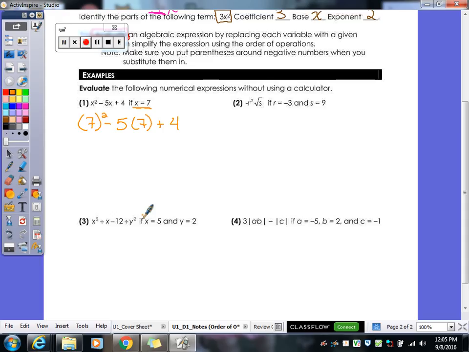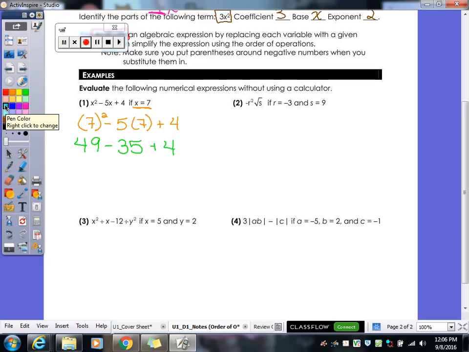Order of operations. Do we have any parentheses to distribute through? I mean, yes, we have these ones, so okay, we can multiply. But what should we do with the 7 squared? Should we actually square that? Yeah, what do we get? 49 minus 5 times 7 would give us 35. And then plus our 4.